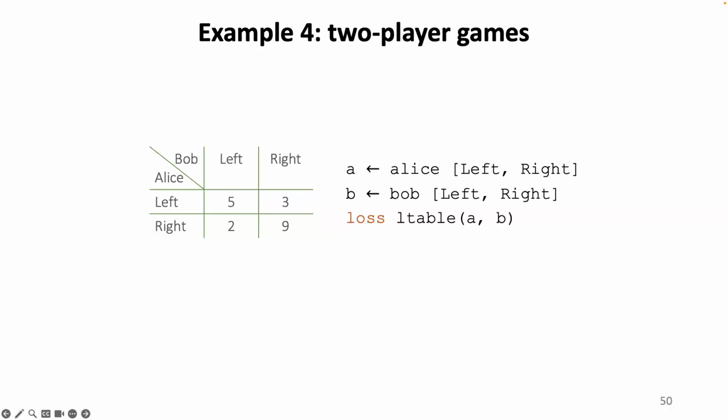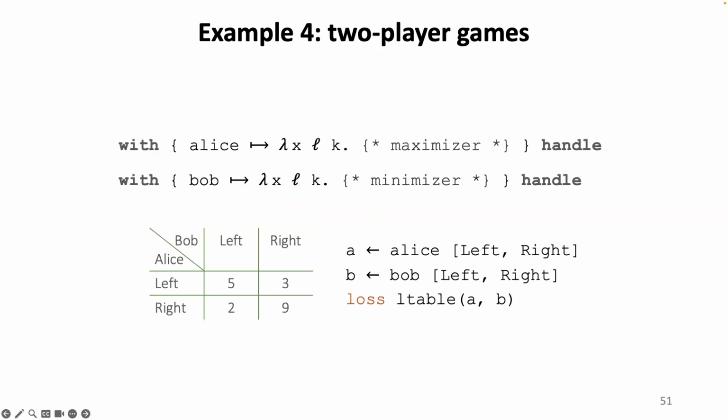Of course, when Alice and Bob are playing the game, we don't know the strategy each player is going to use. And the playing strategies are also going to be implemented as effect handlers. And let's assume, in this case, Alice wants to maximize the loss, and Bob wants to minimize the loss. Then this basically corresponds to a mini-max game, right?